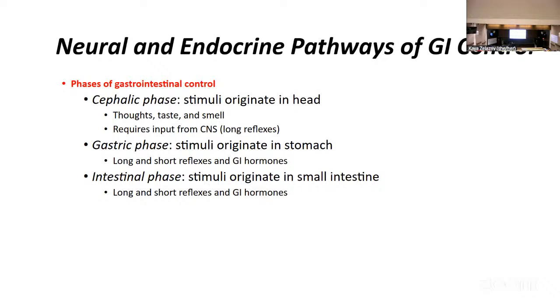Intestinal phase stuff, same thing as gastric phase, but now instead of stomach, we're thinking small intestine. So as we have receptors in the small intestine, being able to sense what's moving through the small intestine, those would be our intestinal phase stimuli and then reflexes.